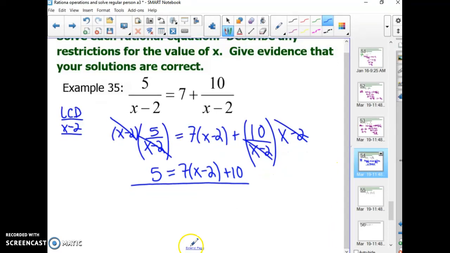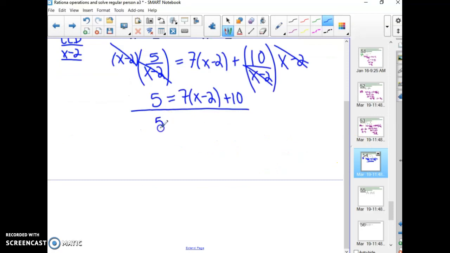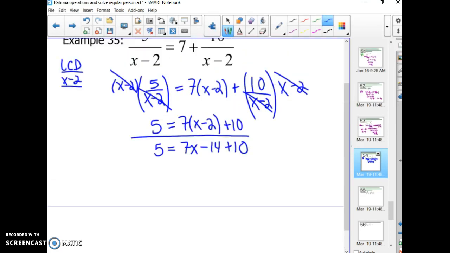So I just need to distribute that 7. So we get 5 is equal to this: 7 times x is 7x, 7 times the negative 2 is a negative 14, plus 10. All right, so I've got to go combine like terms. I'm going to give you guys a second to get caught up. I'm going to give you 10 seconds.